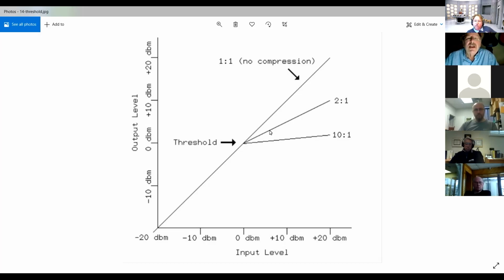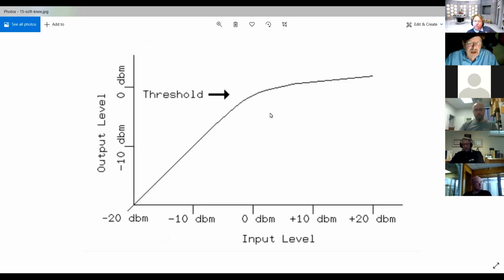Then you can set a threshold. Set to 10-to-1, we're really talking about more limiting than compression, just because somebody will get excited. I can't believe you said that. No. And every meter in the station is pinning in the red. 2-to-1, of course, would be more gradual.